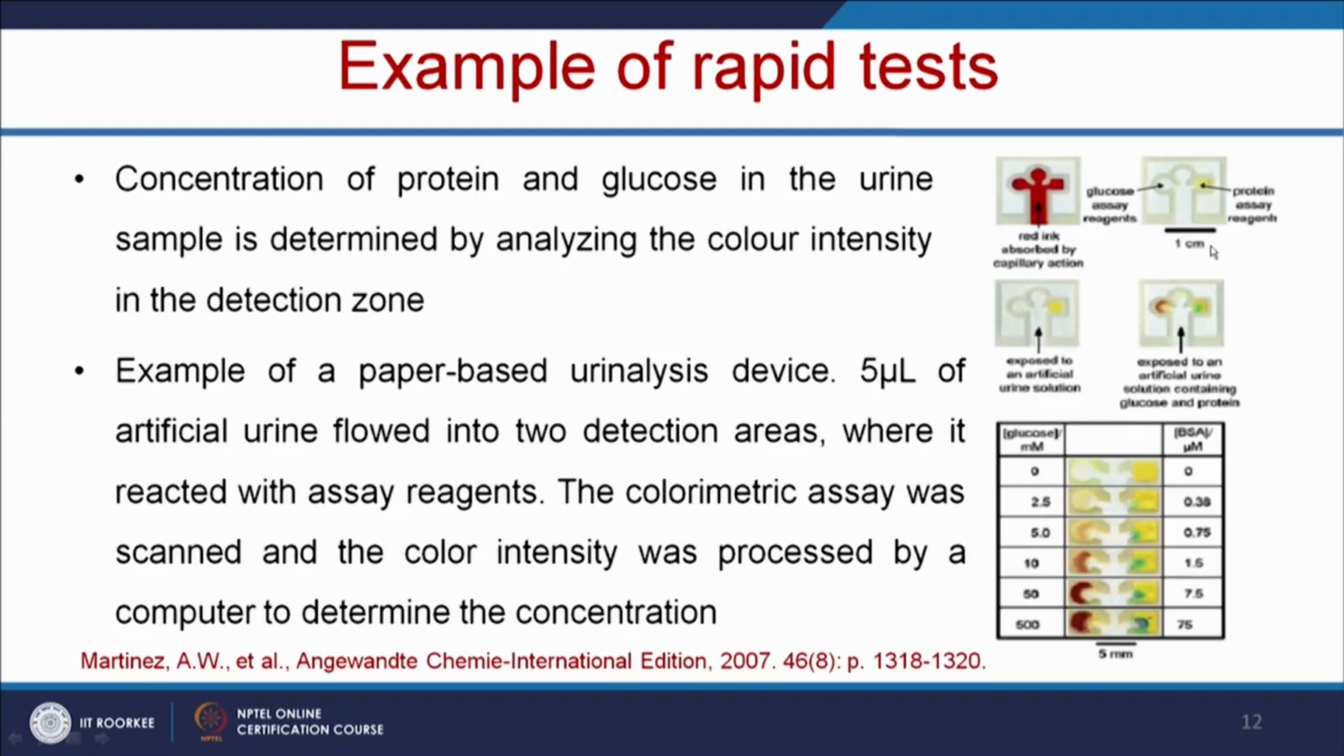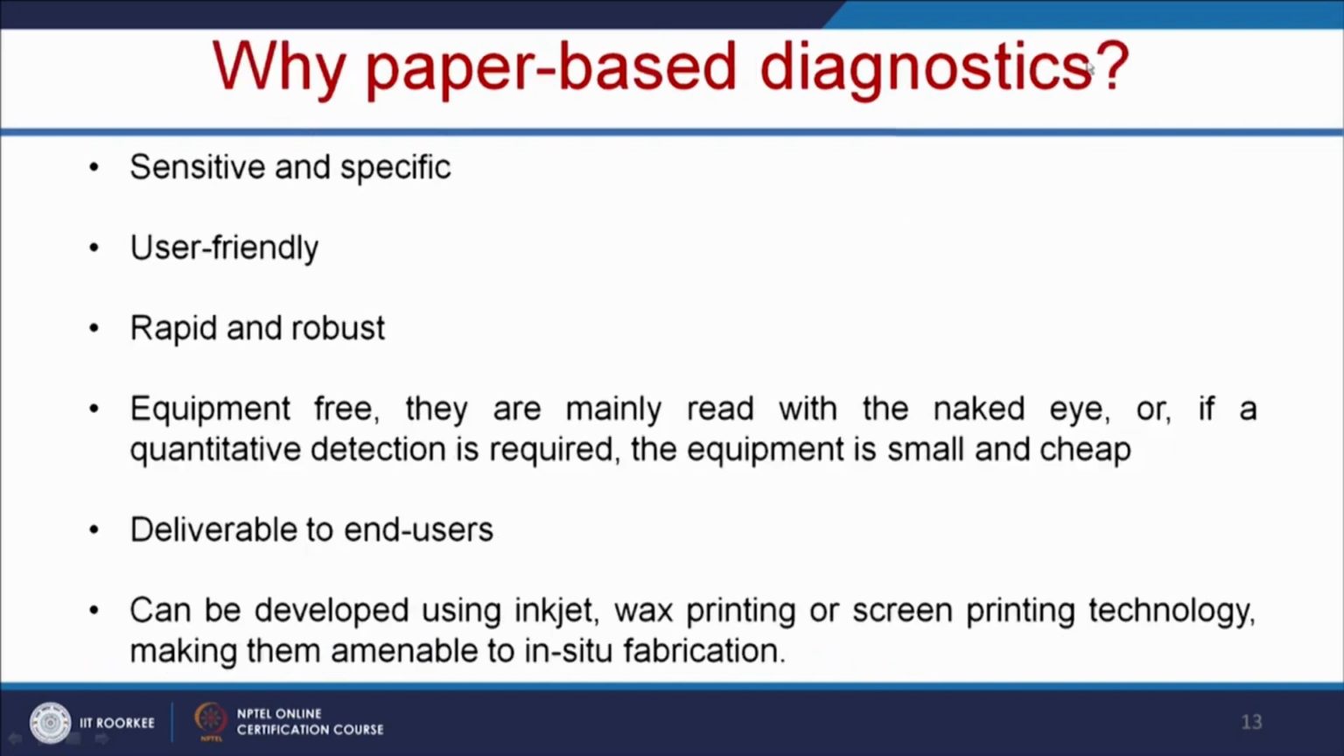So, you can see here this is a simple paper based rapid kit for measuring the glucose or protein concentration in a urine sample, and when we add the sample here, if you get the color on this side, it will indicate the presence of glucose, and if you get the color on this side, it indicates the presence of protein. So, you can see here, with respect to the concentration, the intensity of the color is increasing. So, this is for the glucose and this is for the protein, and based on the strip reader we can easily read the color intensity, and we can estimate the concentration of glucose and BSA in the particular urine sample.